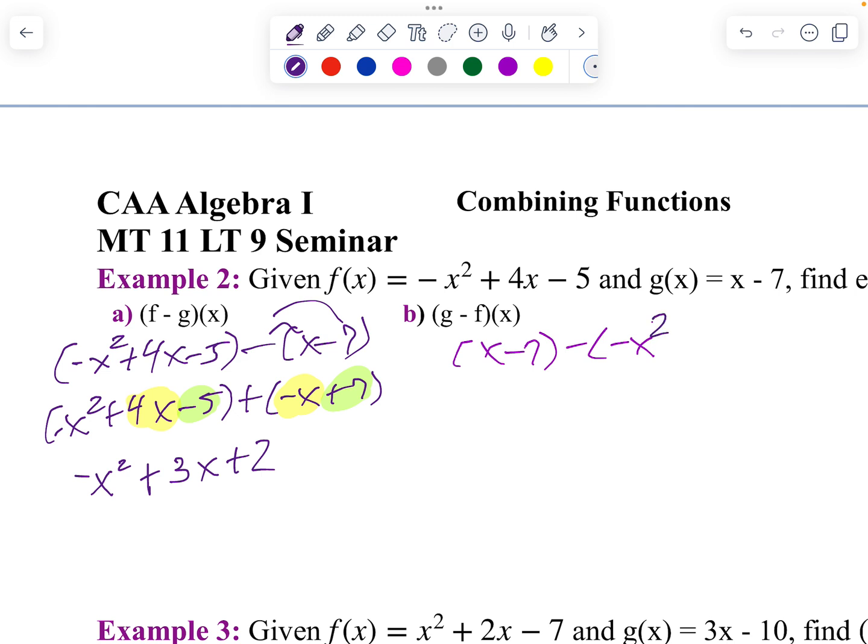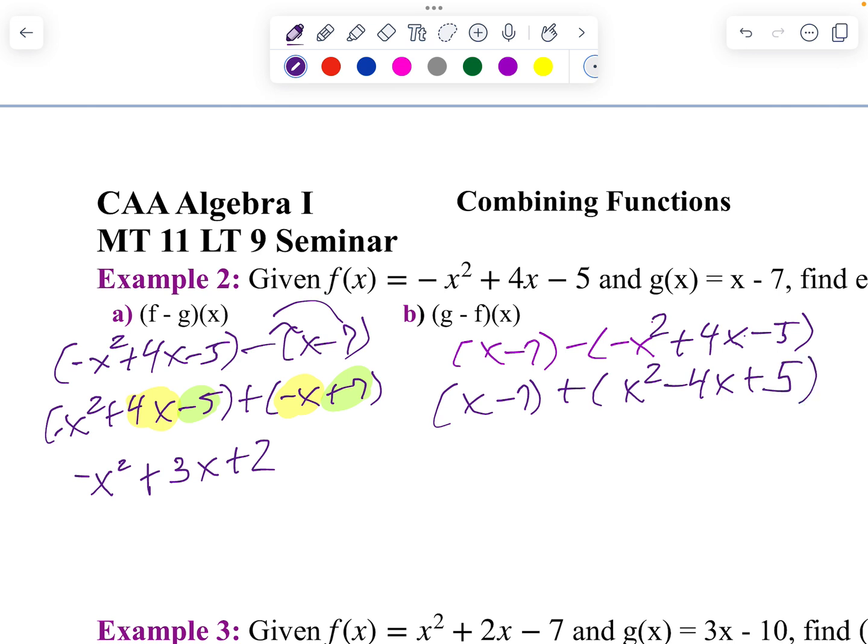Negative x squared plus 4x minus 5. Now, let's change that subtraction sign to an addition sign. We'll change all the signs in the parentheses. X squared minus 4x plus 5.